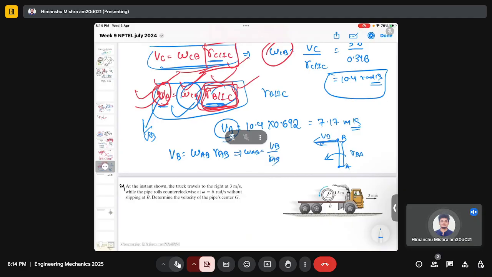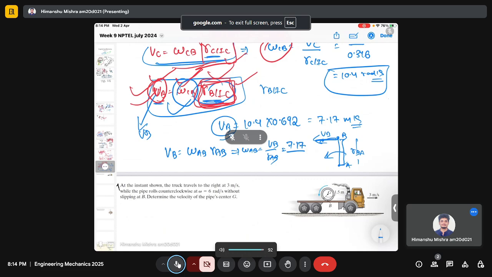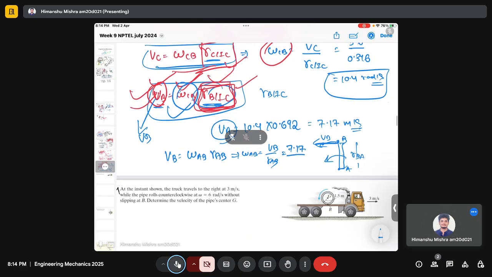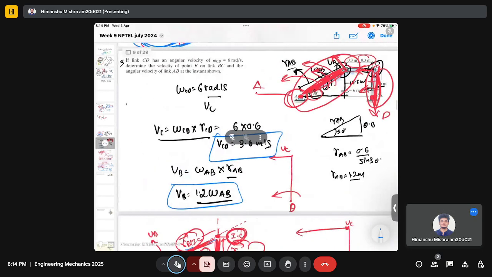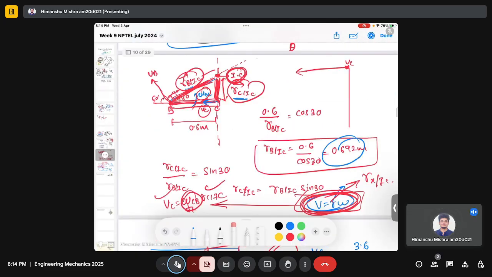This is just a length, not the distance between the instantaneous center and some point B. It is just a length, so it will be VB, 7.17, divided by RAB, and RAB is 1.2 meters.